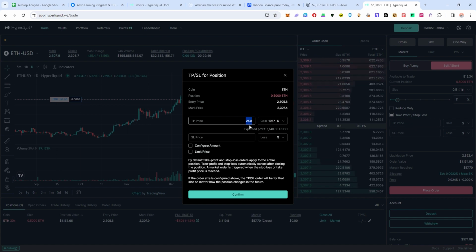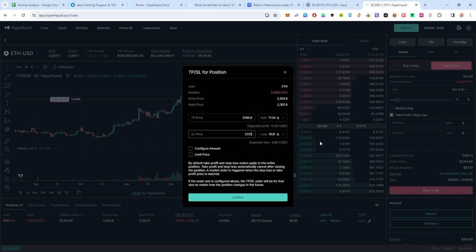So this amount should be $20 lower than 2305.8. Okay, so we're going to put it at 2285.8. Minus $20, remember? And over here, we're going to set plus $20. That's 2325.8. Once we confirm this amount, you can see expected profit 10 USDC, expected loss minus 10 USDC.